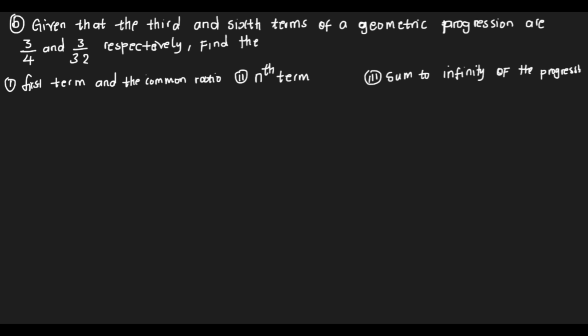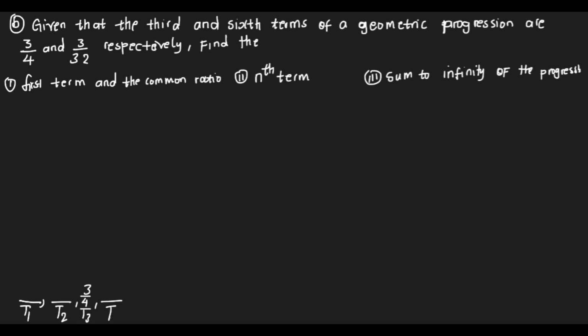Okay, so now we move on to question 3b. Given that the third and sixth term of a geometric progression are 3 over 4 and 3 over 32 respectively, find the first term and the common ratio. So let's see if we can have a picture of what is happening. We don't have the first term. So this is term number 1, then here term number 2, the third term we have, 3 over 4, that is our third term.